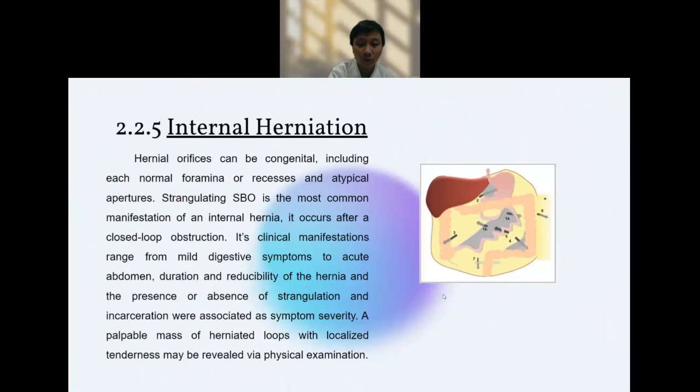It occurs after closed loop obstruction. Its clinical manifestations range from mild digestive symptoms to acute abdomen. Duration and reducibility of the hernia, and the presence or absence of strangulation and incarceration, are associated with symptom severity. A palpable mass of herniated loops with localized tenderness may be revealed via physical examination.